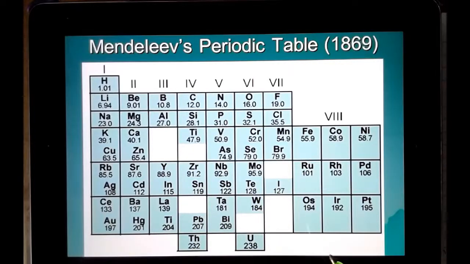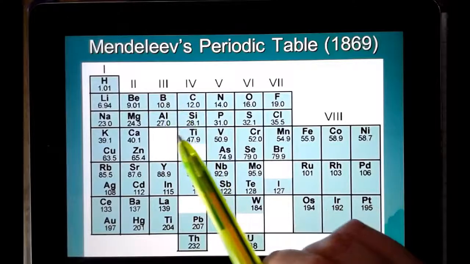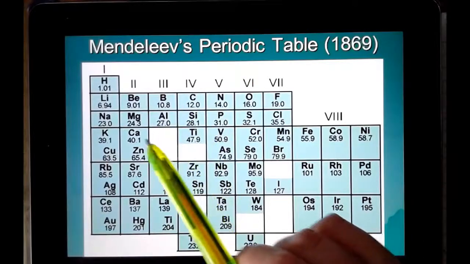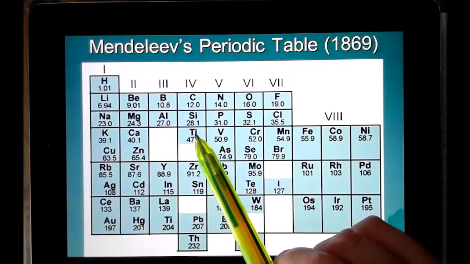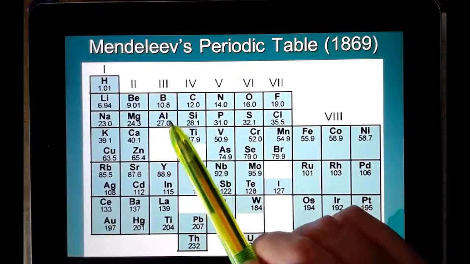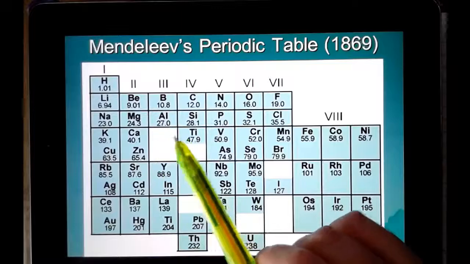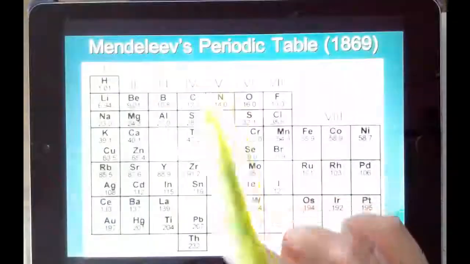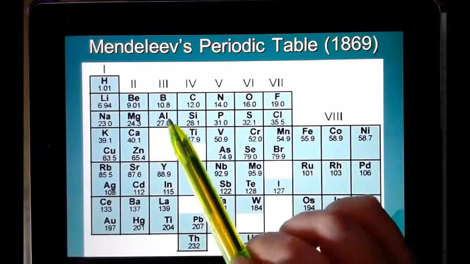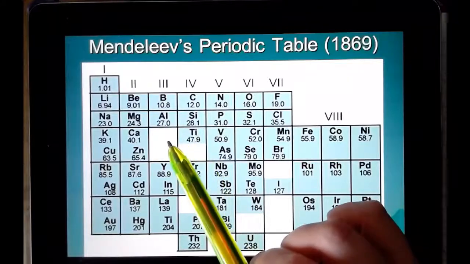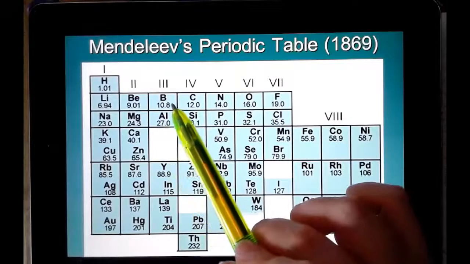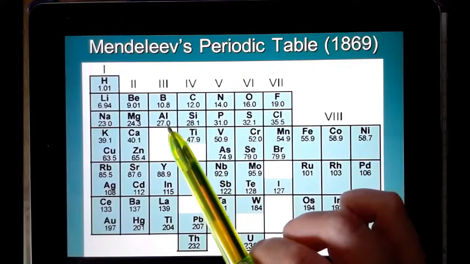You'll also notice that there are a few gaps on his periodic table. They're for elements that he believed hadn't been discovered yet. So if we look over here, he didn't want to put titanium straight after calcium because he didn't want titanium in the same group as boron and aluminium. He predicted that there was another element that hadn't been discovered that had the same properties as boron and aluminium. And he was right. Okay, gallium was discovered later, and that had similar properties to boron and to aluminium.